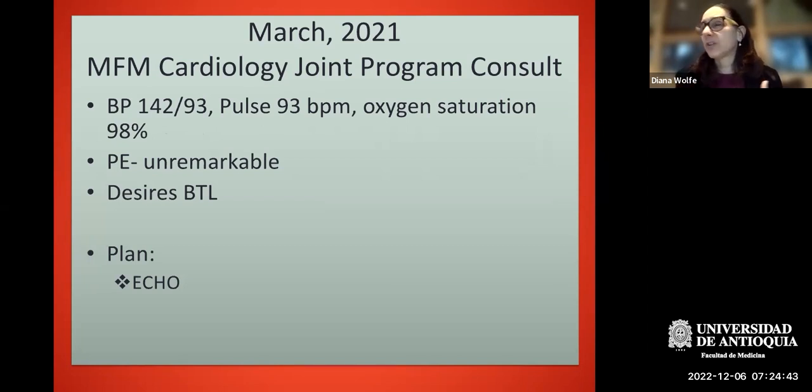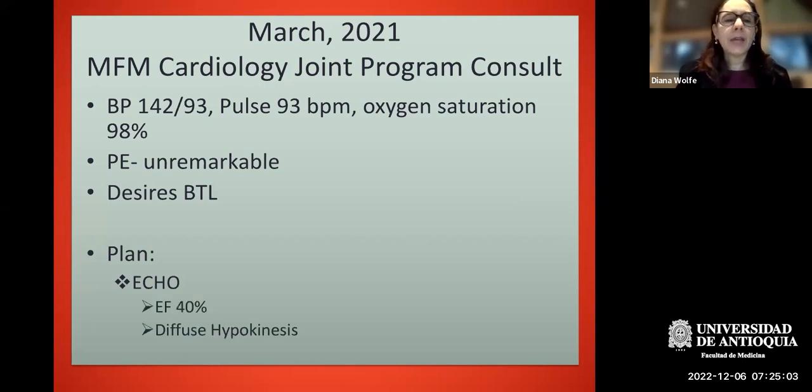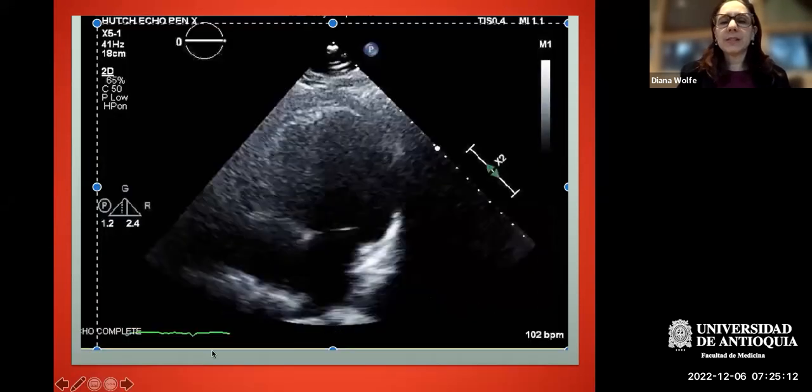Yo la vi con un cardiólogo que no era muy impresionado. Él dice, bueno, ella necesita continuar su antihipertensives. Pero yo ordenaba un ecocardiograma porque ella screened positive. On the ecocardiograma, ejection fraction 40%, diffuse hypokinesis. Entonces, eso es una foto de su corazón.